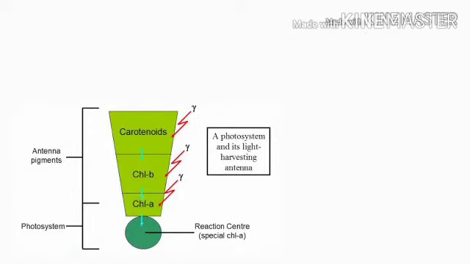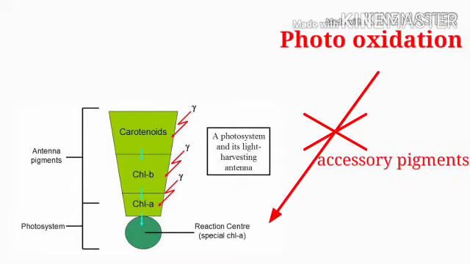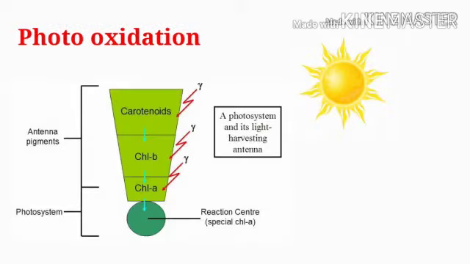Accessory pigments protect the chief pigments from photooxidation. Now what is photooxidation? It's nothing but when there is a high light intensity, chlorophyll pigment can be damaged and photosynthesis will not occur. So the accessory pigments protect these chlorophyll pigments from photooxidation.